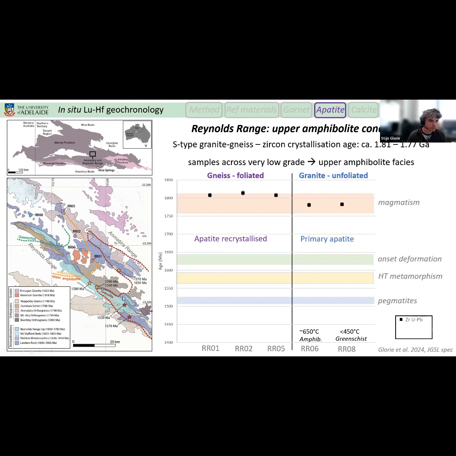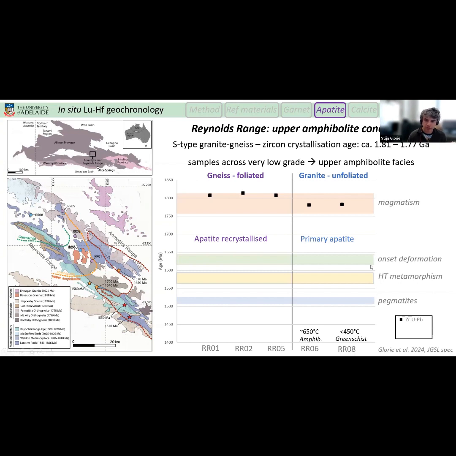So we took samples all across the grades, not all the way to granulites because that was getting too hot for us, but at least into upper amphibolite facies. And importantly, there are also two different rock types. We have gneisses, so deformed rocks, and we have granites that are unfoliated. And we have a reasonably good understanding of how old these rocks should be based on zircons. So we dated the zircons from the same rocks we analyzed, and they clustered around roughly 1.8 billion years. That's how old the protolith of the rock is.